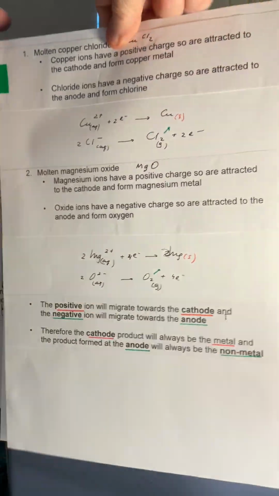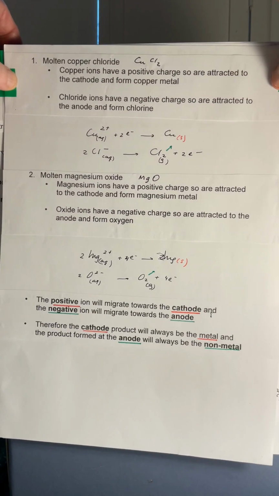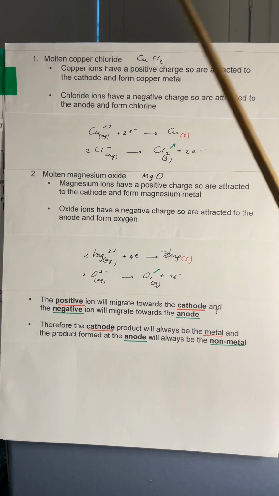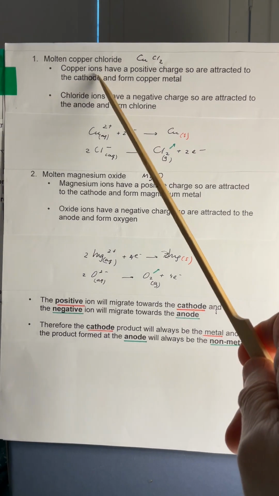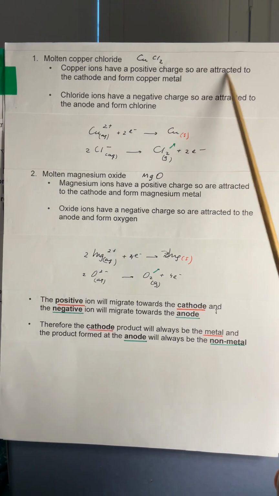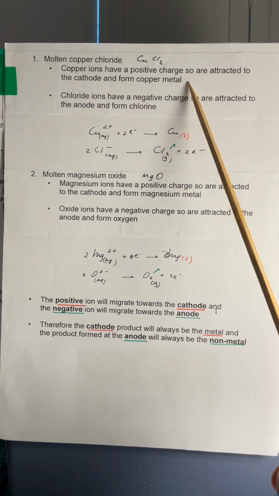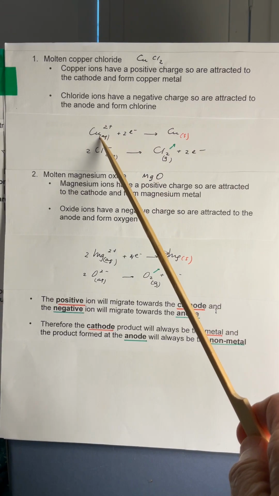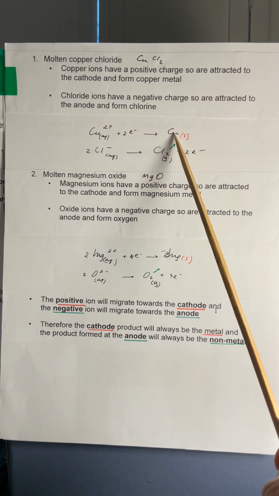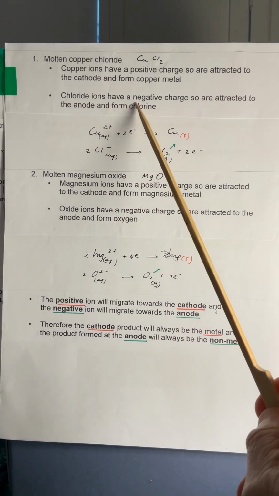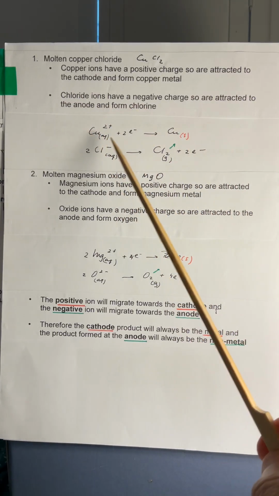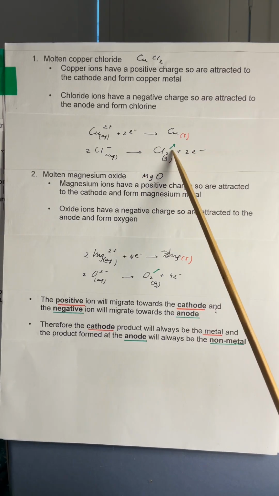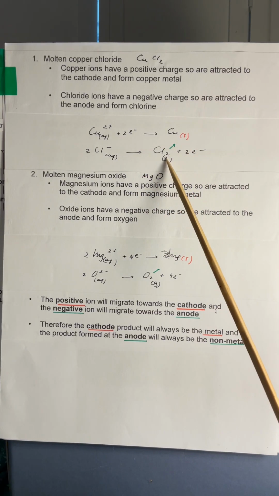Other examples that can come up, which are equally simple, copper chloride, and in this case, the copper ions have positive charge, attracted to the cathode. They take the electrons from the cathode and become metal. The chloride ions have a negative charge. They go to the anode, they release their electrons and form chlorine gas.